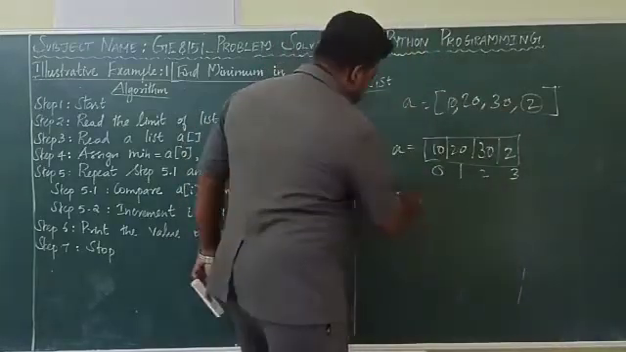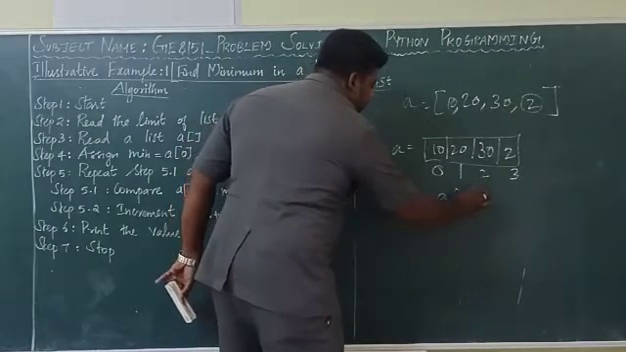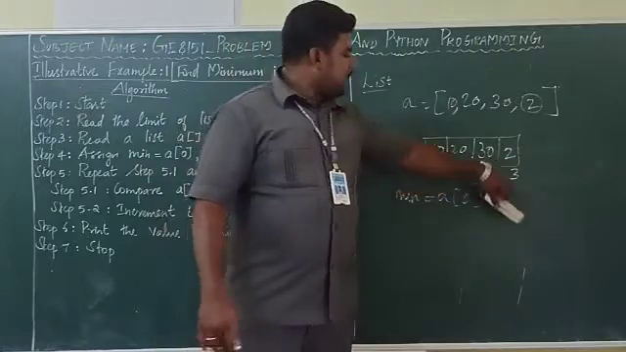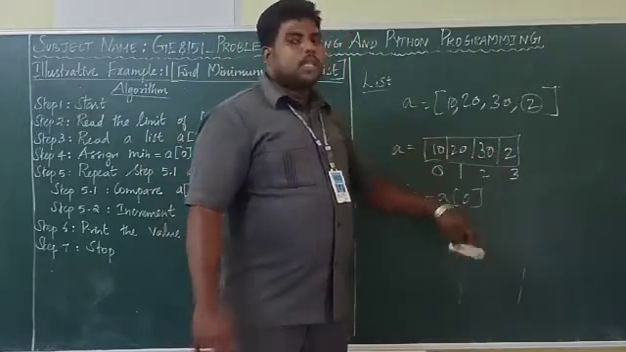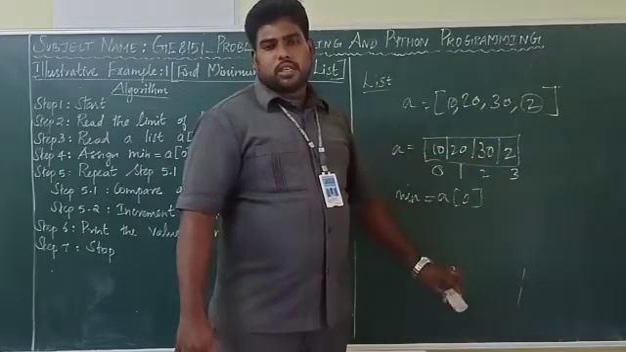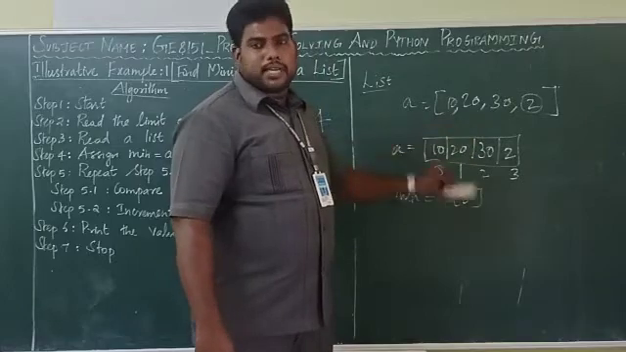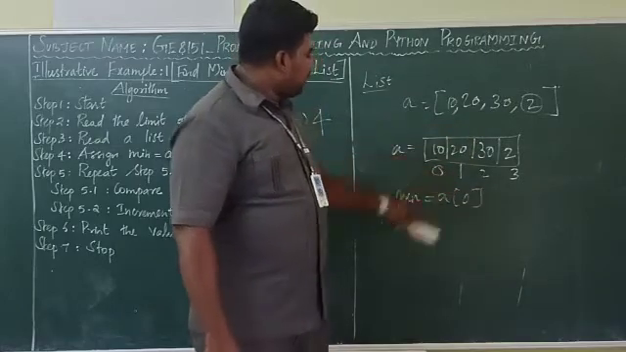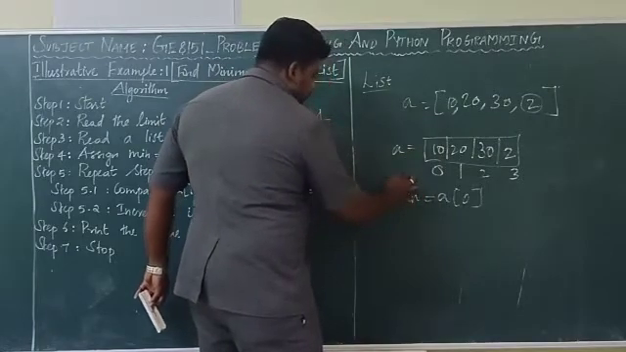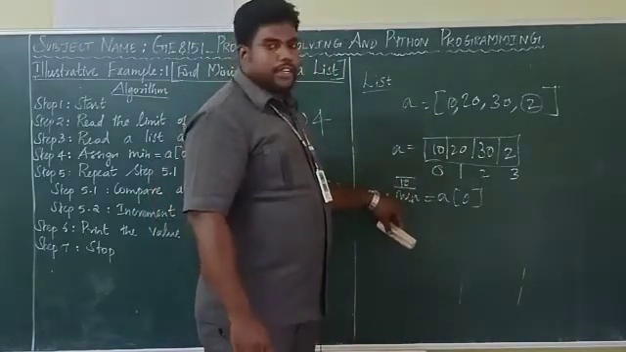For example, consider the minimum value is a of 0. You know the third location, 2, is the minimum, but the computer doesn't know which one is the minimum in the list. So assume that always the first position is the minimum. So a of 0, what is a of 0? A of 0 means 10. Now the computer will think the minimum is 10.